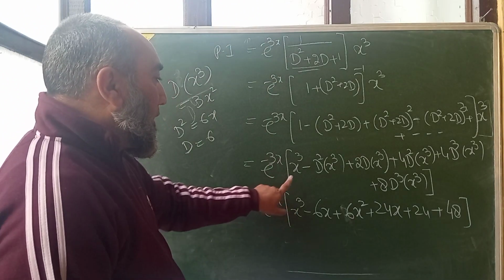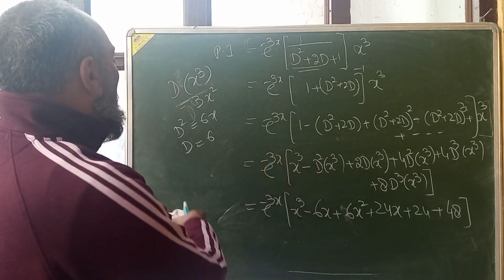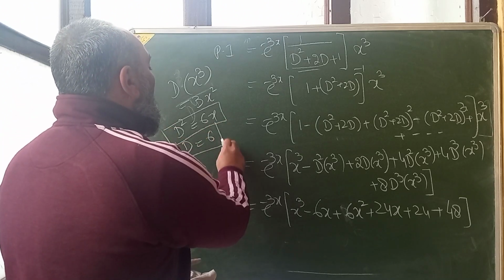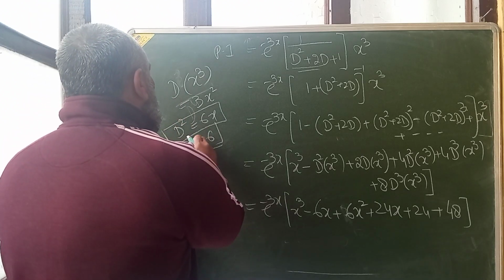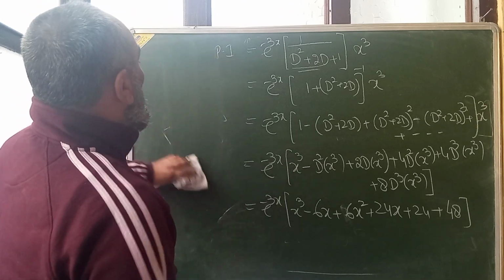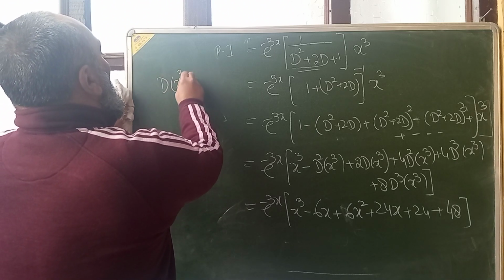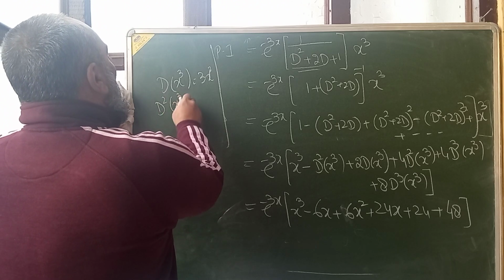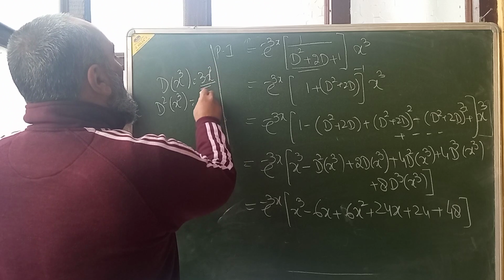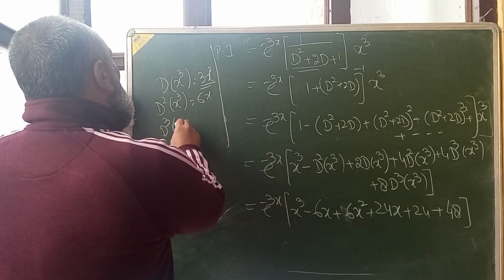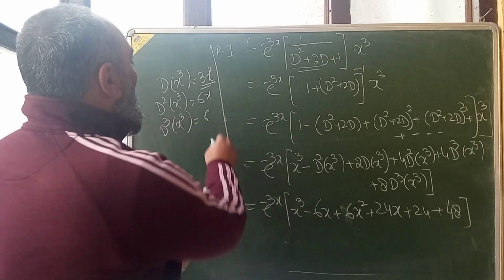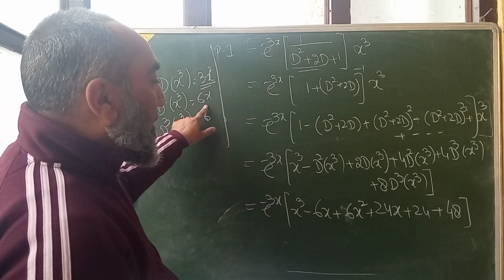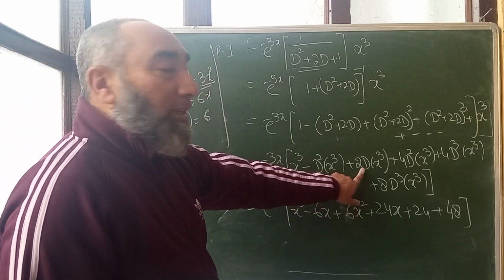Let me explain it again. x cube as it is, then d square of x cube, it is 6x. d of x cube is 3x square. d square of x cube, derivative of this once again it is 6x, and d cube of x cube is 6. So I have used these three only. This is d square of x cube. d square of x cube is 6x. So I have written 6x. Then 2 as it is.